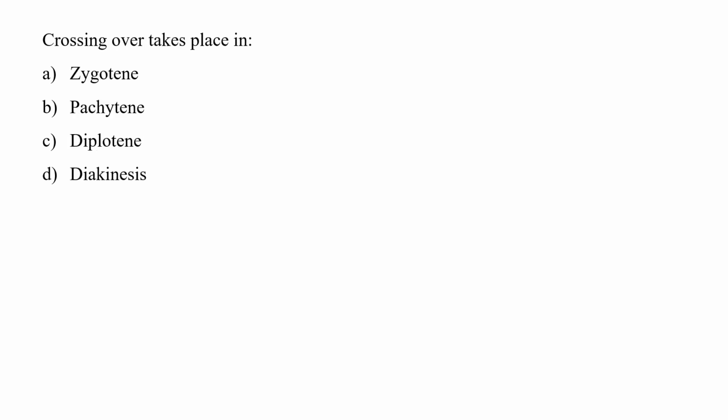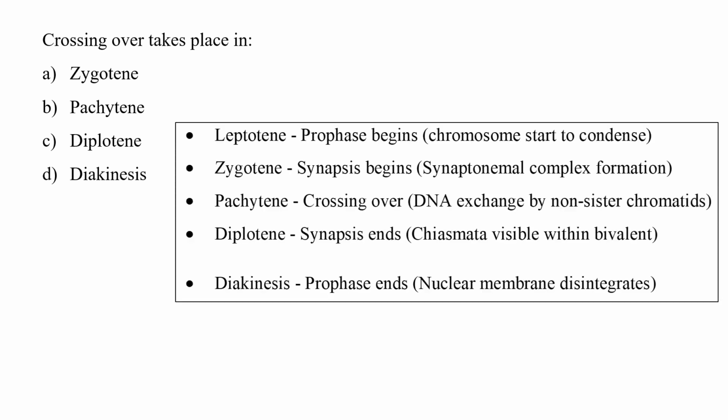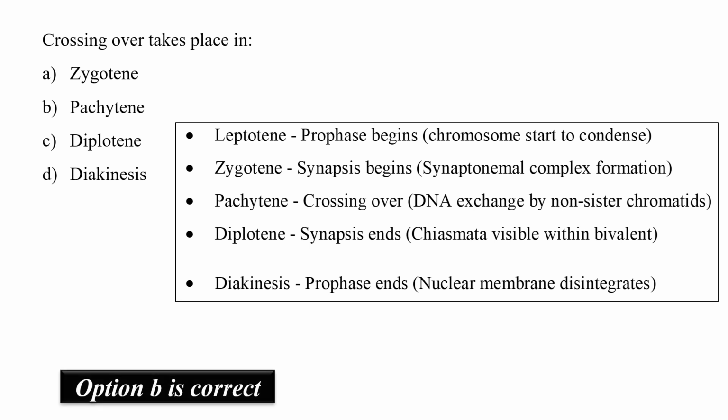Question is, crossing over takes place in. Four different options are given as the stages of meiosis. We will see this question with the help of a table. In this table, we can see that it is the pachytene stage where the crossing over is taking place. But what is crossing over? It is the DNA exchange by non-sister chromatids over the region of homology. So the correct option is option number B, pachytene.